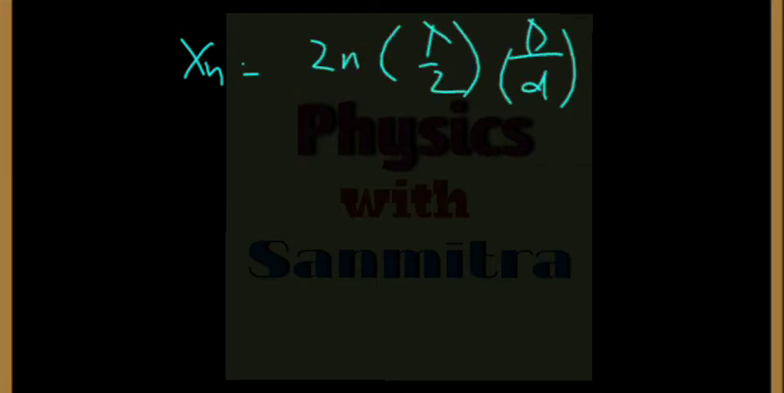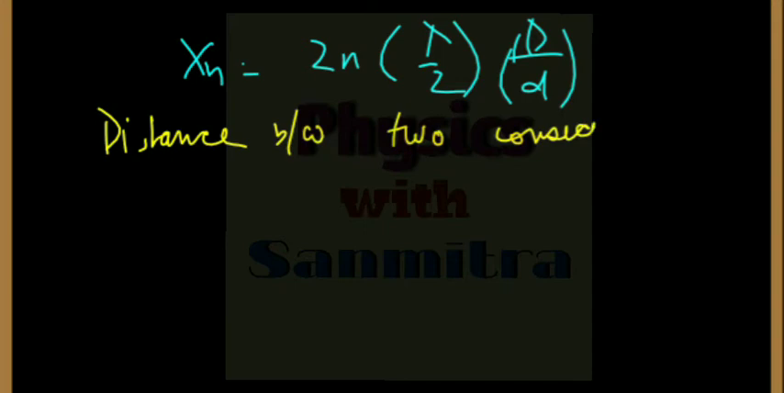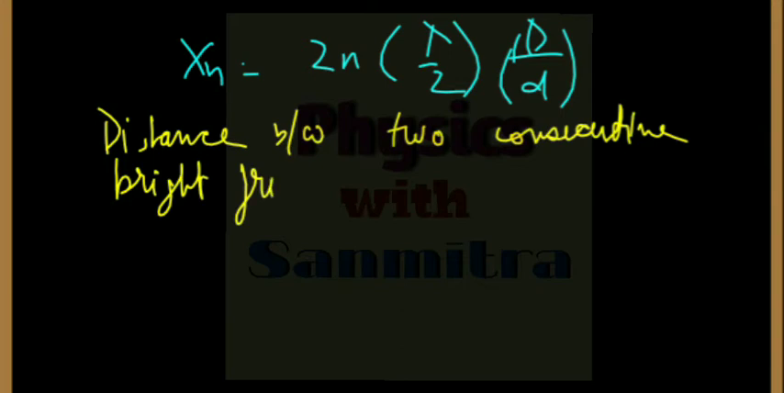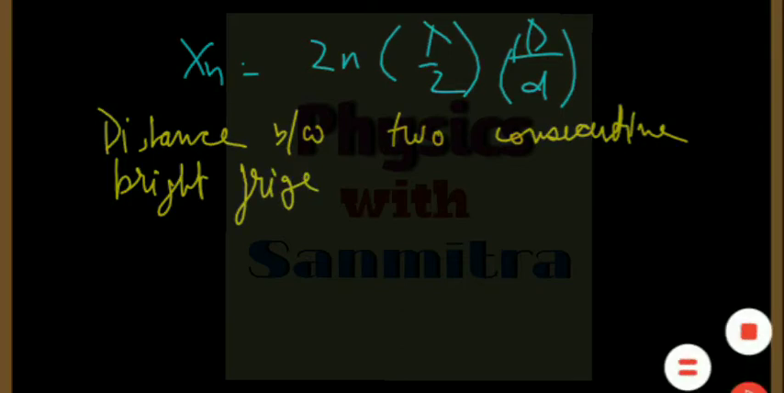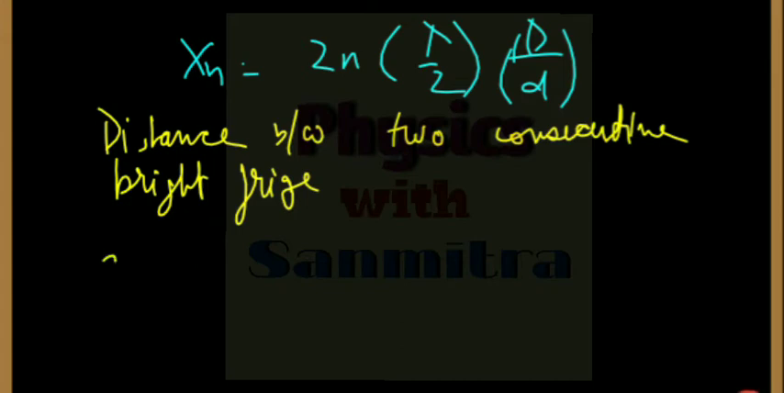Now, I am getting this as, say, del x, or I got xn. xn is equal to 2n lambda by 2 into D by d. Now, the distance between two consecutive bright fringes, that is my, let's say, x of n plus 1 minus xn.